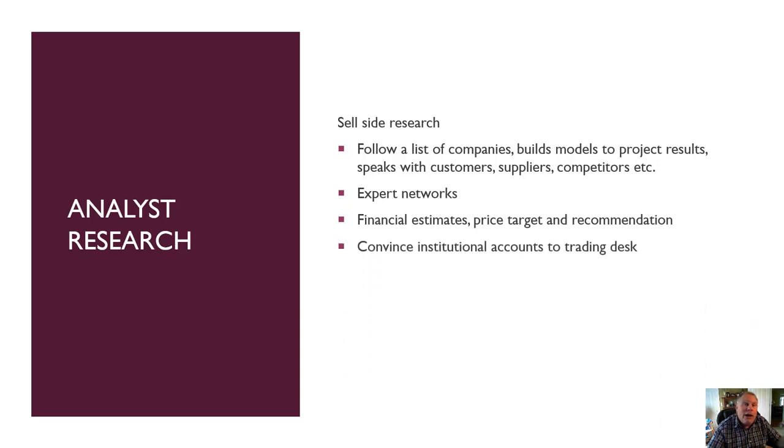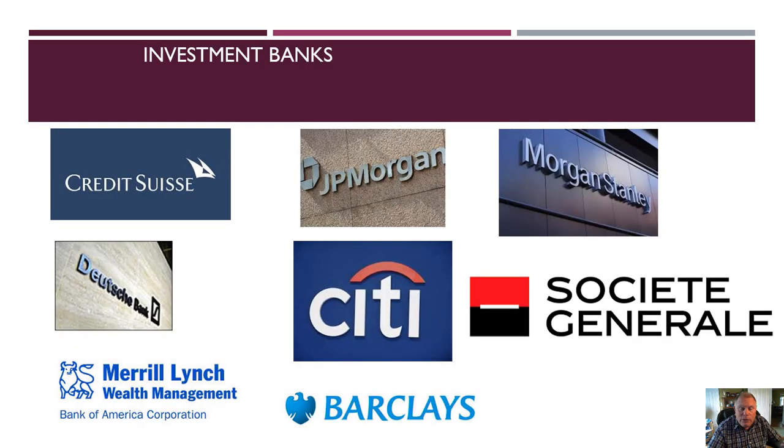They are trying to drive business to the firm, convince institutional accounts to use the trading desk, try to generate more income. They want to differentiate themselves, but they want to create value. Now, these are done by investment banks, whether that be JP Morgan, Morgan Stanley, Credit Suisse, Deutsche Bank, Citi, Barclays, Merrill Lynch, Societe Generale, and tons of second-tier banks that are all trying to drive business to the firm.